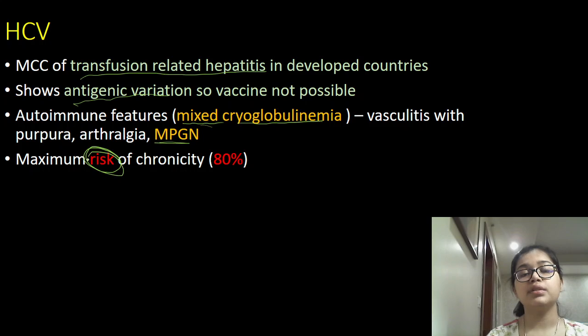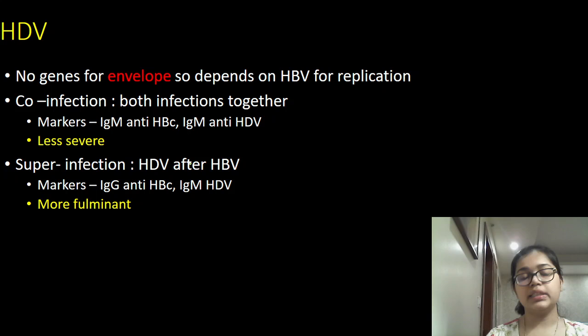HAV is the most common cause of hepatitis in kids, E is in adults. It is also known as the enterically transmitted non-A non-B epidemic or enteric virus. It is not associated with carrier state or chronicity. The incidence of disease in the normal population is low, which goes up by 10 times in pregnancy to 10 to 20%.